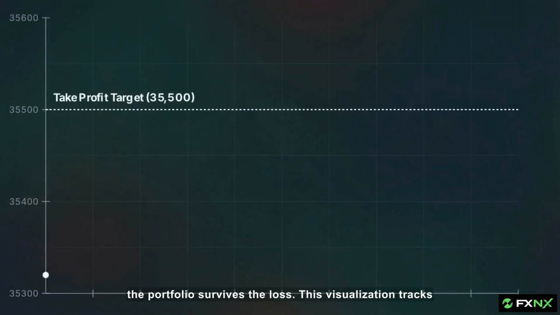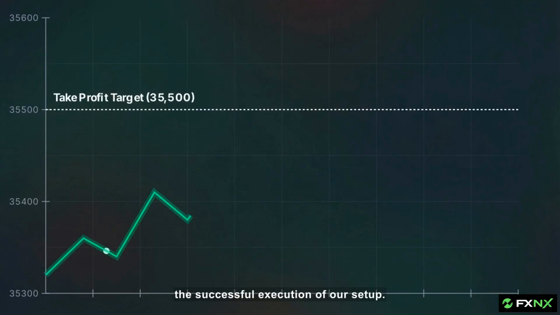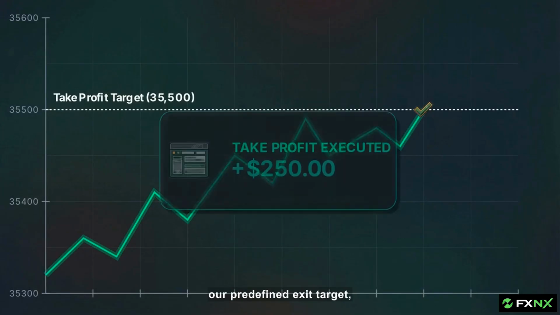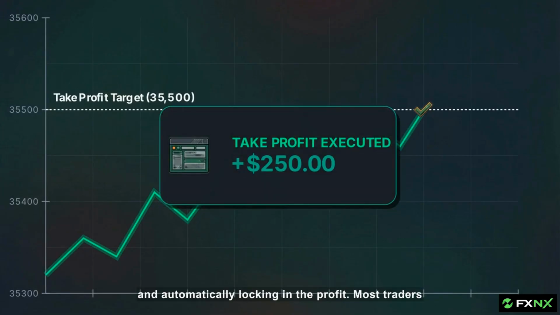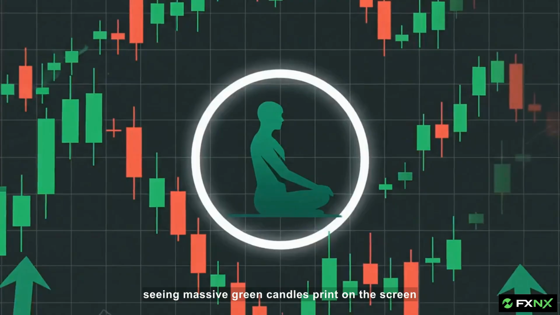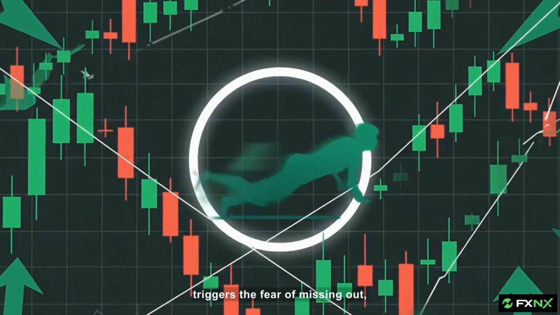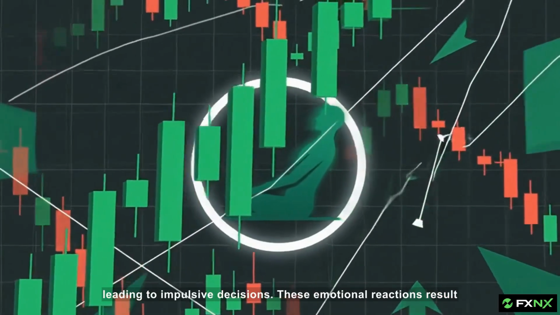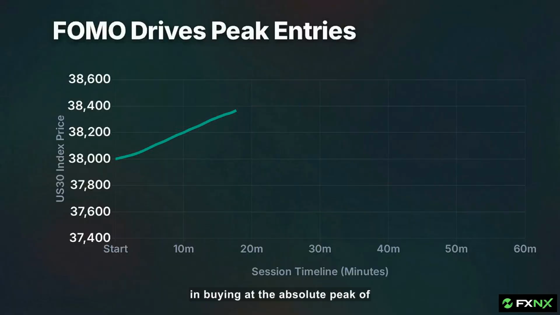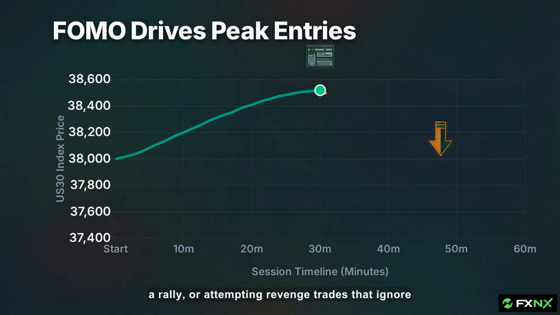This visualization tracks the successful execution of our setup. The price rides the momentum wave upward, hitting our predefined exit target and automatically locking in the profit. Most traders fail because they lack psychological discipline. Seeing massive green candles print on the screen triggers the fear of missing out, leading to impulsive decisions. These emotional reactions result in buying at the absolute peak of a rally or attempting revenge trades that ignore risk parameters.